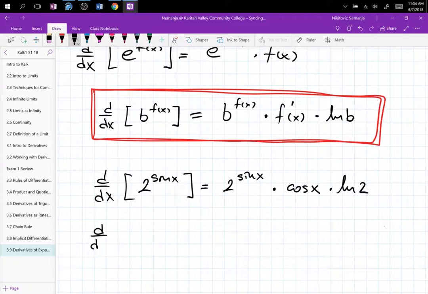Another derivative, which is 1/3 raised to x squared plus x minus 2.